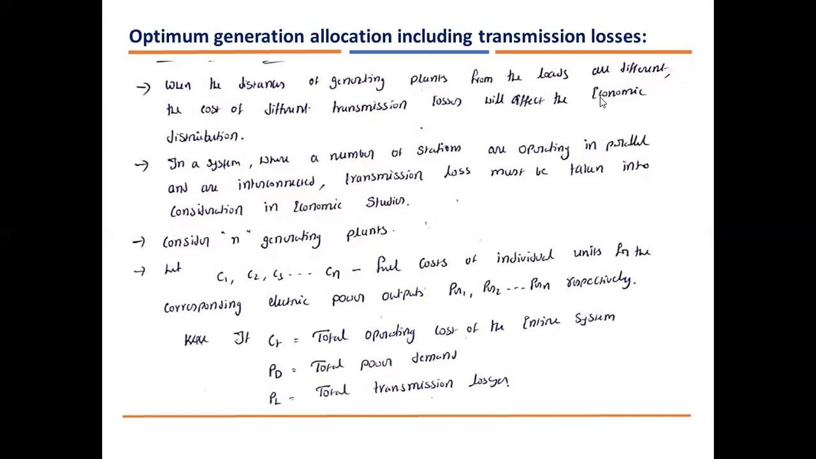So here the operating cost of each plant is C1, C2, C3 up to Cn, and the power generated by each plant is Pg1, Pg2 up to Pgn respectively. Where Ct is the total operating cost of the entire system, Pd is the total power demand, PL is the total transmission losses. By using the operating costs of all generating plants and the power generation of all generating plants, we need to formulate the problem.